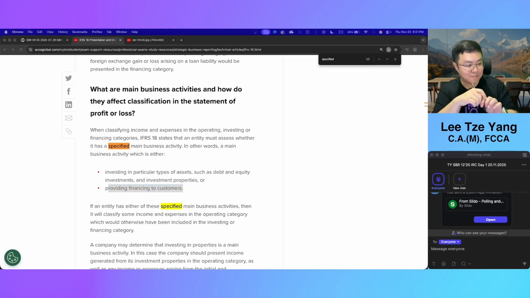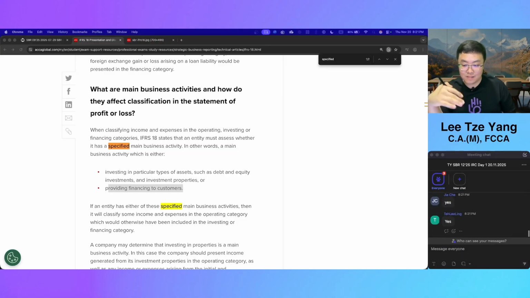If you understand this, you say yes. Can you understand this? If they have this specified activity, then this kind of activity is their operation. That's all. That's the thing that you need to know.